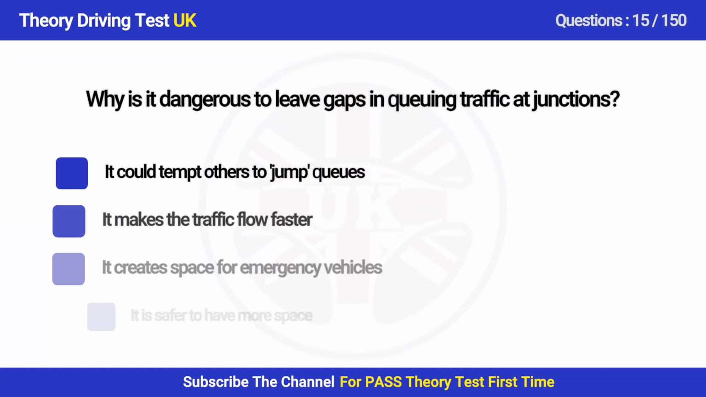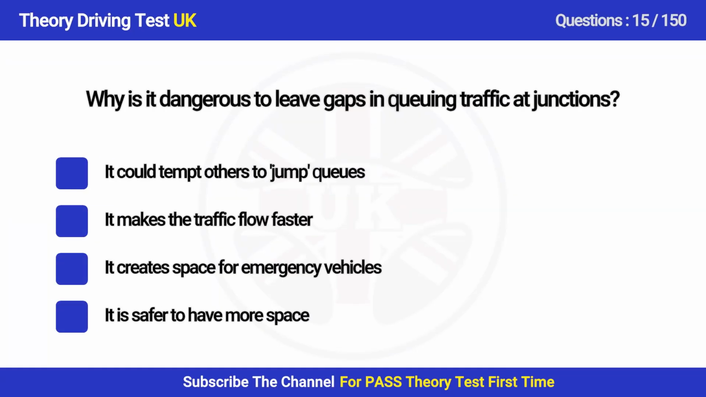Question 15. Why is it dangerous to leave gaps in queuing traffic at junctions? A. It could tempt others to jump queues. B. It makes the traffic flow faster. C. It creates space for emergency vehicles. D. It is safer to have more space.